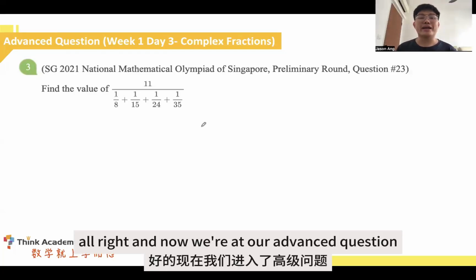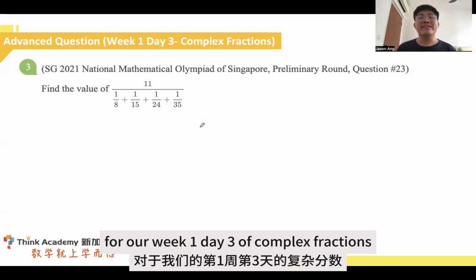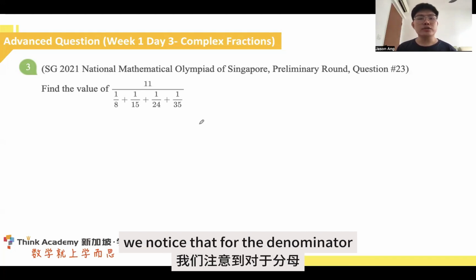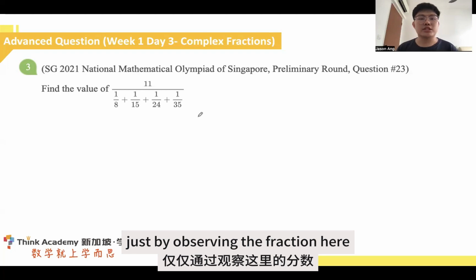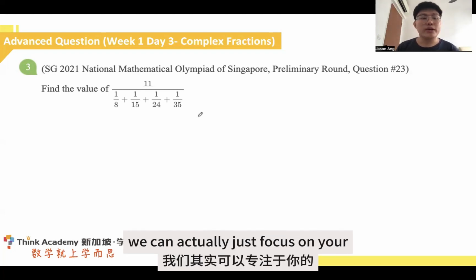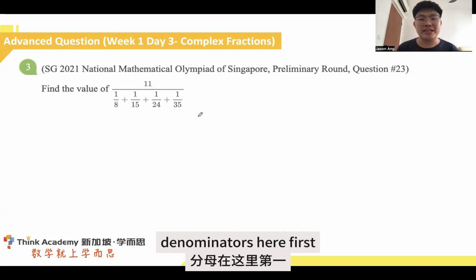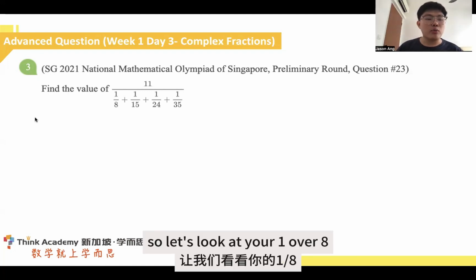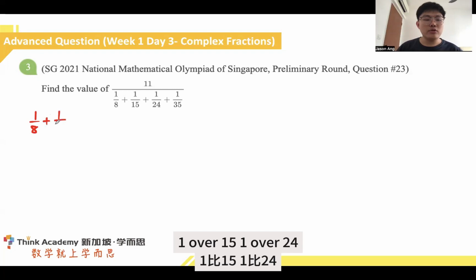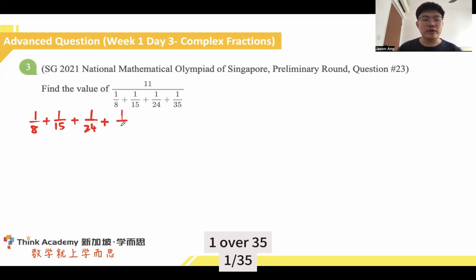All right, and now we're at our advanced question for week 1, day 3 of complex fractions. As we look at the fraction over here, we notice that the denominator already looks like a telescoping series just by observing the fractions. And how do I prove it to you? We can focus on the denominators first, and we will work with that. So let's look at 1 over 8, 1 over 15, 1 over 24, 1 over 35.